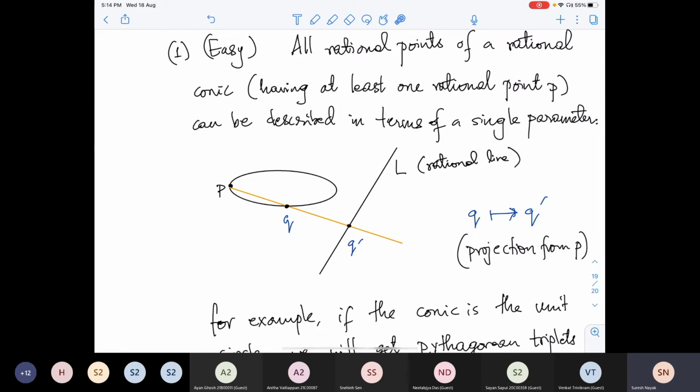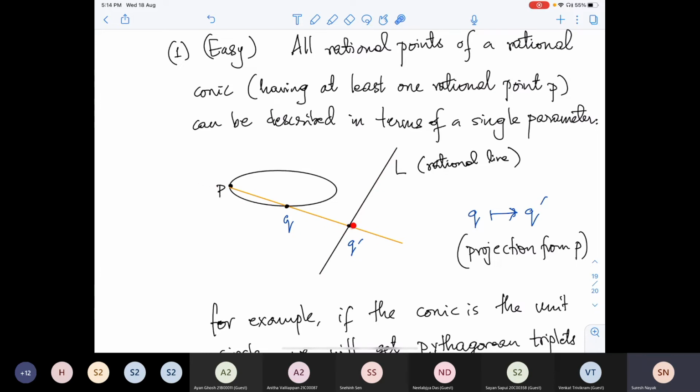So that we will call projection from P. So I'm projecting this point Q from the point P. And where is Q going? It's going to this point Q prime. So this projection is what we'll define, because we can show that whatever the coordinates of this are, you can write down these coordinates explicitly in terms of these coordinates using rational expressions. Because this line has rational slope, and this is rational, this is rational.